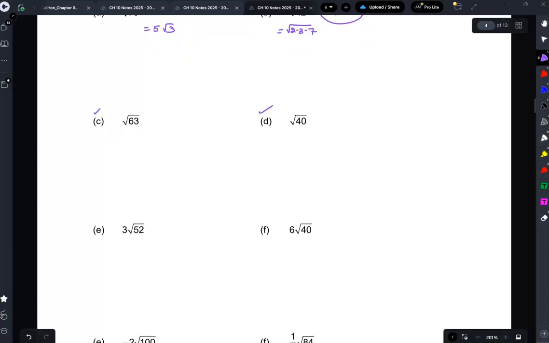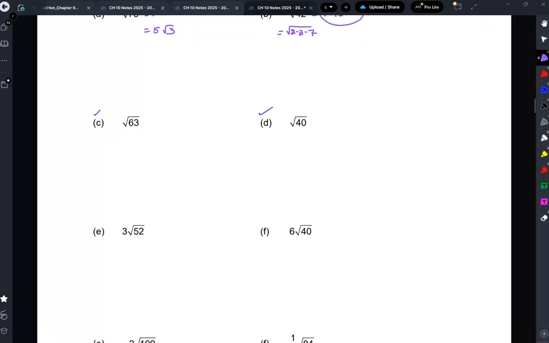Okay. So 63, did we get any answers for this one? Al, did you do this one? Raise your hand if you got an answer for this one. Matan, what did you get? 3 root 7, absolutely. Okay. So, what about this one? Did you do this one? Who did root 40? Yep, Kai. Which is 10, right? Yes. So this is root 4 times root 10, which is 2 root 10.